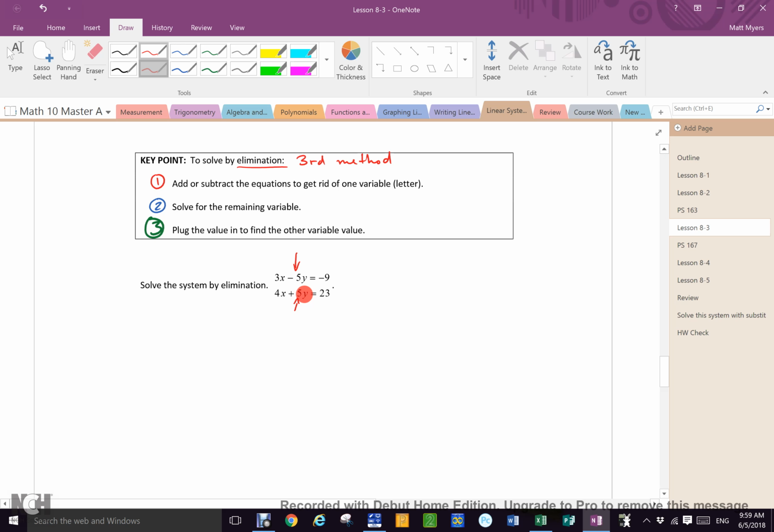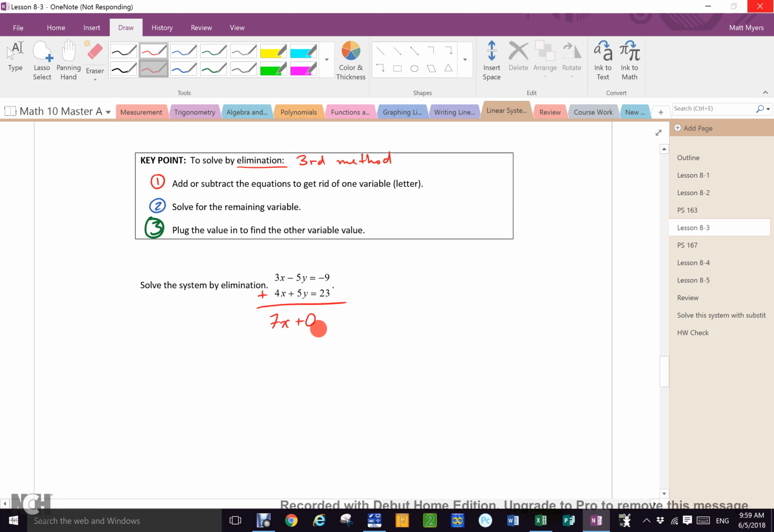How will I make that y disappear? Will I add or subtract? Obviously, I will add, because -5 plus 5 is 0. So when I add, I get 7x plus 0y equals -9 plus 23, which is 14.